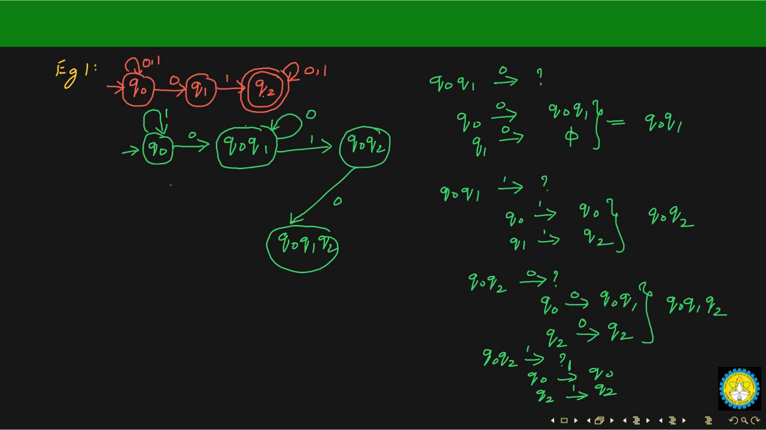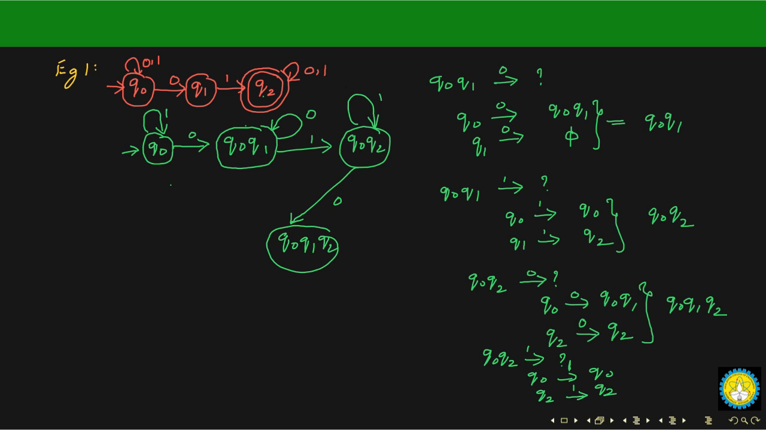So the transition of 1 from {Q0, Q2} goes to {Q0, Q2} itself, right? That's the main thing. Okay, now we have to identify the transitions from {Q0, Q1, Q2} on 0 and on 1, right?